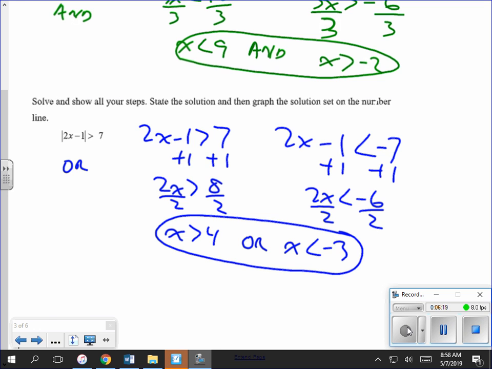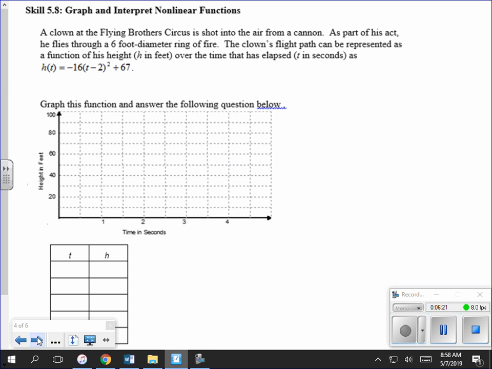Okay, next problem. Okay, so this one's a little difficult. It's a word problem. A clown at the Flying Brothers Circus is shot into the air from a cannon. As part of his act, he flies through a 6-foot diameter ring of fire. The clown's flight path can be represented as a function of height, h in feet, over time elapsed, t in seconds, as h of t equals negative 16 times (t minus 2) squared plus 67.